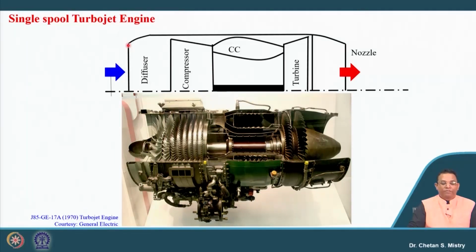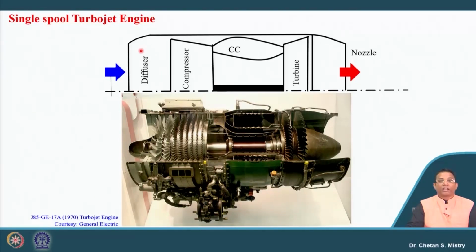If we look carefully, my entry area is smaller. When it is moving towards the next component called the compressor, we have a larger area. Since it has a diverging passage, that is why it is defined or known as a diffuser. This is also known as inlet or intake. People use different terminologies.